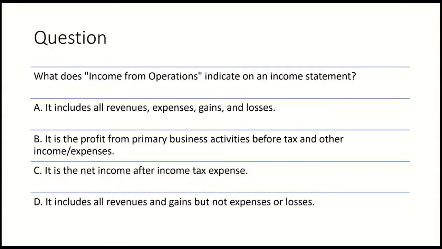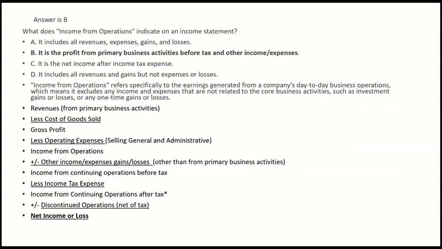All right, what does income from operations indicate on an income statement? A, it includes all revenues, expenses, gains, and losses. No, that would be income from continuing operations. B, it is the profit from primary business activities before tax and other income/expenses. Yeah, B looks pretty good. C, it is the net income after income tax expense. No, we're looking for income from operations. D, it includes all revenues and gains, but not expenses or losses. No. The best answer here is B.